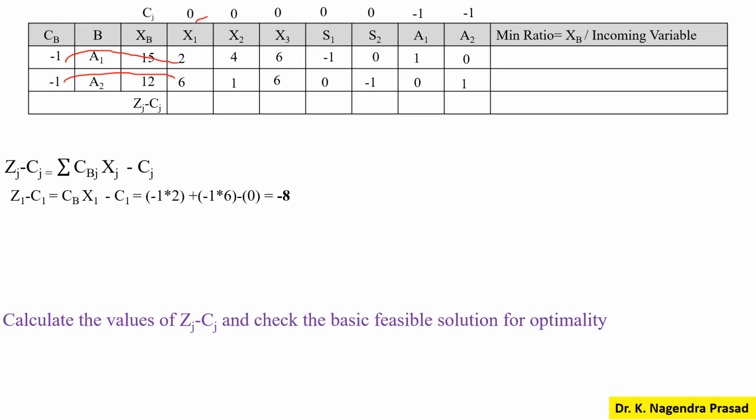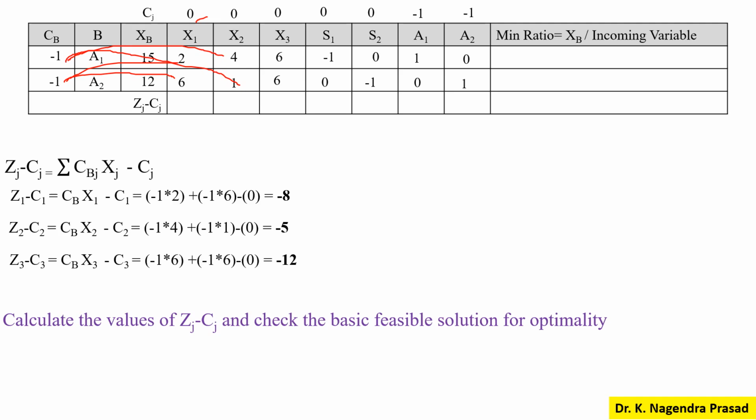Next Z2 minus C2 for the x2 variable, it is equal to the -1 into 4 plus -1 into 1 minus 0. It is the -5. Next Z3 minus C3 for the x3 variable, it is the -1 into 6 plus -1 into 6 minus 0. It is the -12. Next Z4 minus C4 for the S1 variable, it is the -1 into -1 plus -1 into 0 minus 0. It is the 1.